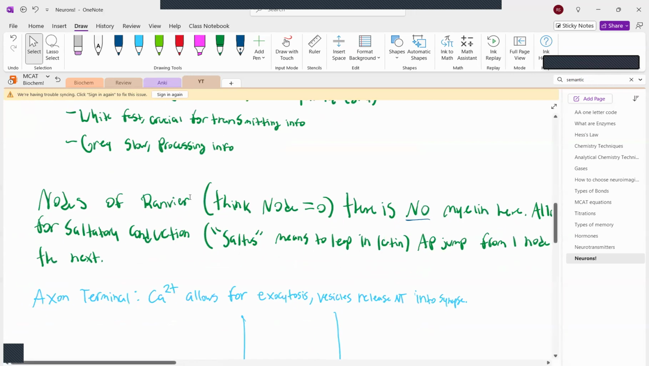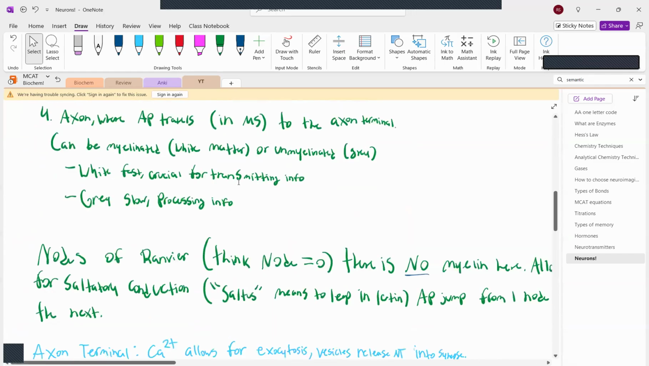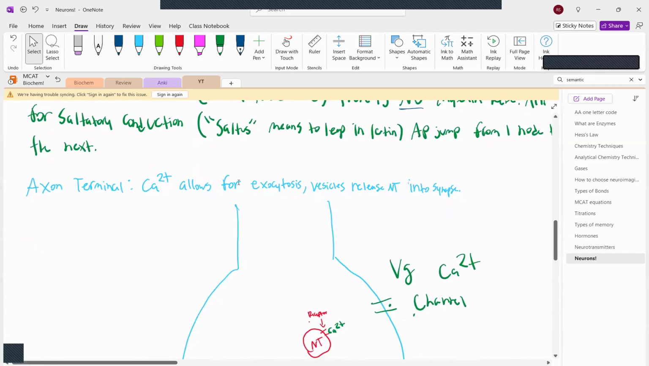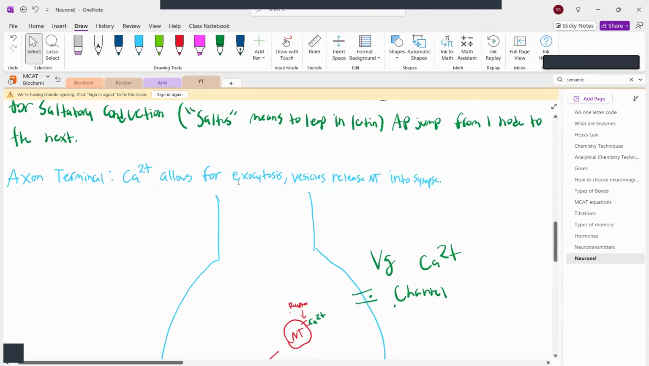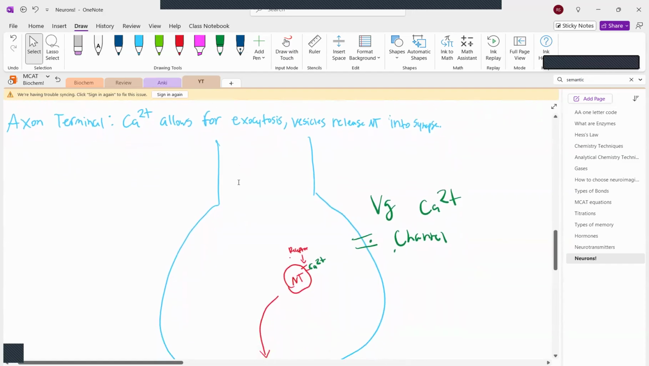And then in the light blue, I have my axon terminal over here, crudely drawn. What the axon terminal is really important for is exocytosis of the vesicles, and your vesicles are released by calcium. So it allows calcium into, not the synapse, sorry, it releases neurotransmitters in the synapse. I thought I wrote something wrong. It allows calcium into the presynaptic cell in the axon terminal.